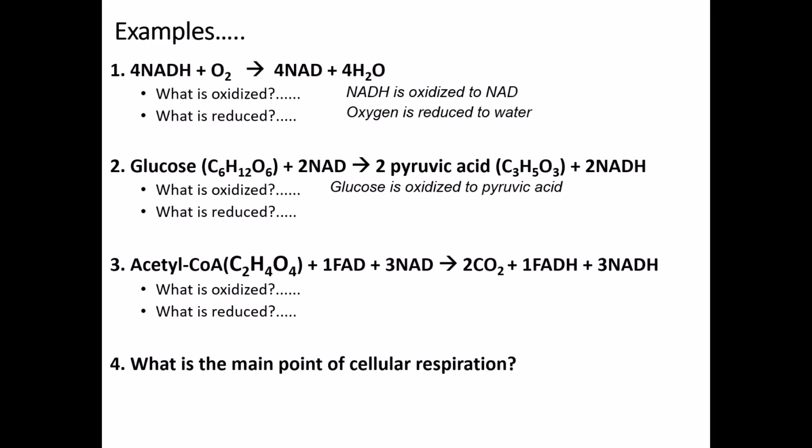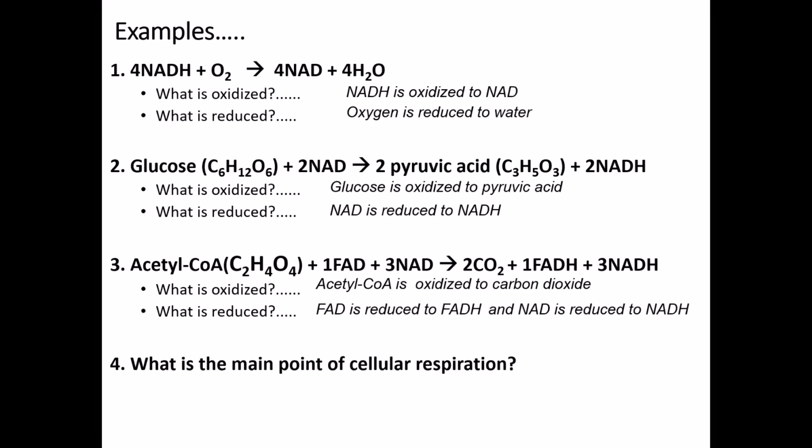So the glucose is oxidized to pyruvic acid because, again, oxidation is loss of electrons. And then the NAD is reduced to NADH. In question number 3, we've got acetyl coenzyme A plus FAD plus NAD, and we get carbon dioxide, FADH, and NADH. What's oxidized? Acetyl coenzyme A is going to be oxidized to carbon dioxide, and then the FAD is reduced to FADH, and the NAD is reduced to NADH.